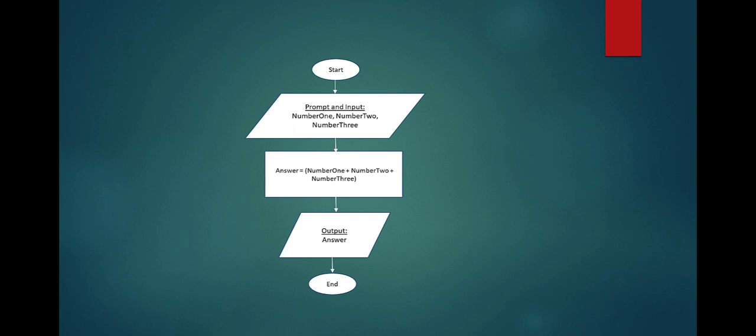And then output. Again, we said that the parallelograms denote inputs and outputs. So we label it as output, and then we put our output, which is answer. So that is the variable that we use for output. And finally, we terminate our algorithm with a terminator, and we label it as end, since that marks the end of our flowchart.